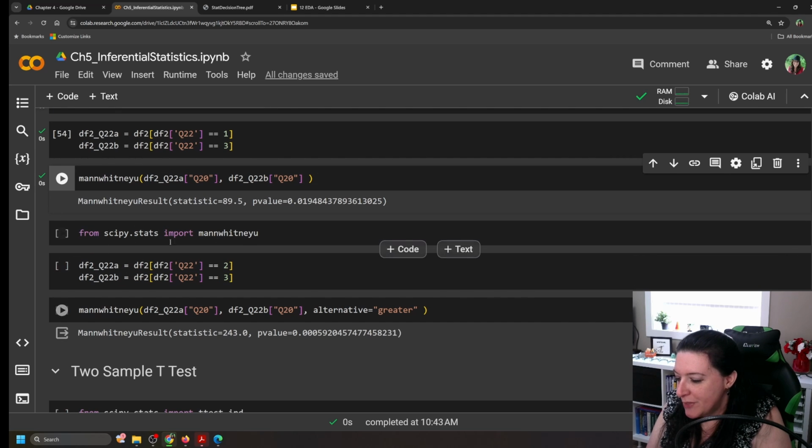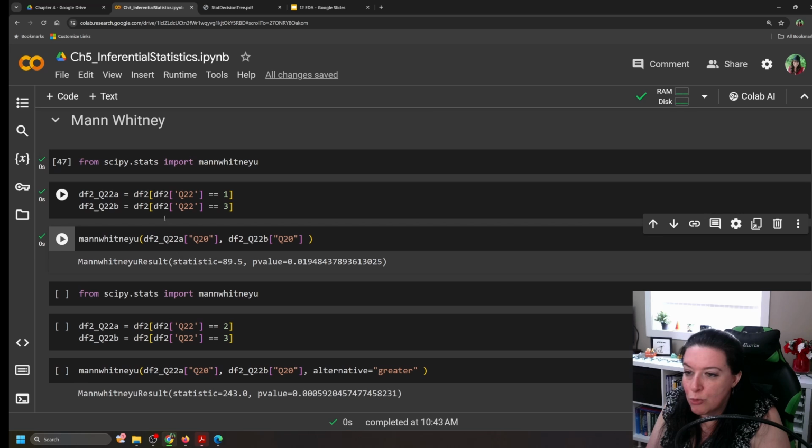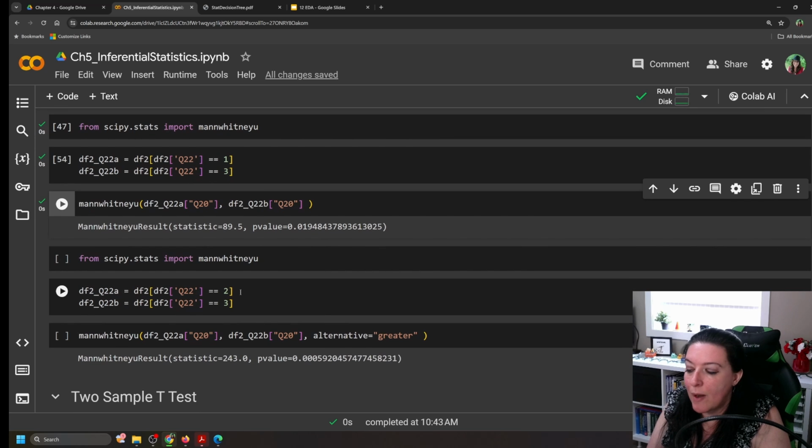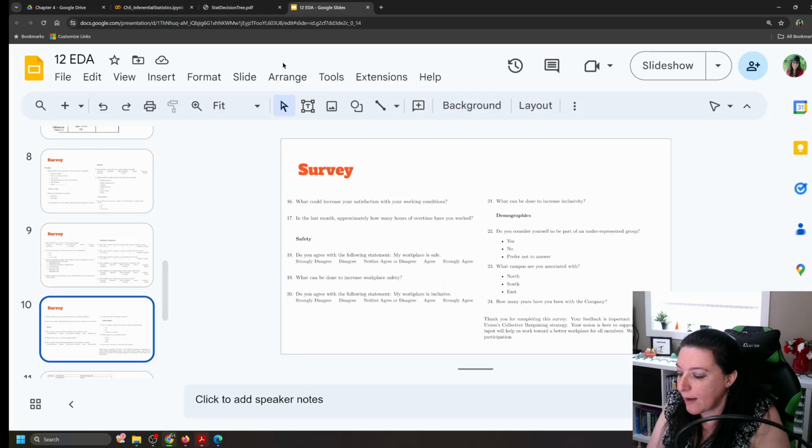underrepresented group. So with the Mann Whitney, what we have is two groups. Here, this is those who said they are part of the underrepresented group, and here are the ones they won't disclose. Here, they're not part of an underrepresented group, and here's the not disclose. And then we have another question where we're looking at the difference in response. And a Mann Whitney uses an ordinal question. So the question 20 that we're comparing is this workplace is inclusive, a Likert scale.